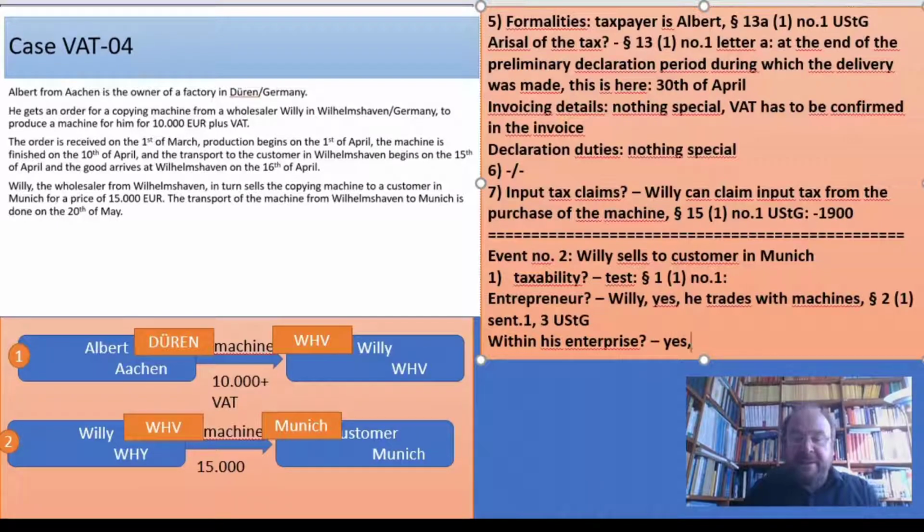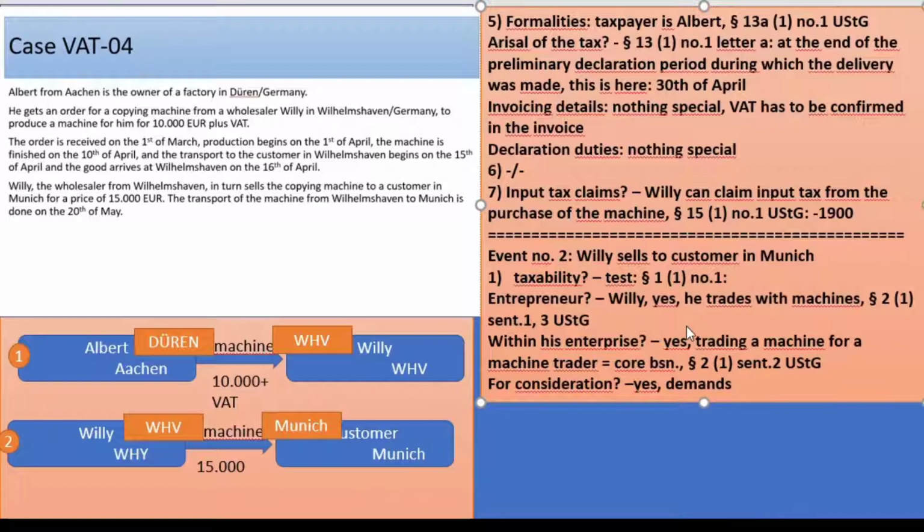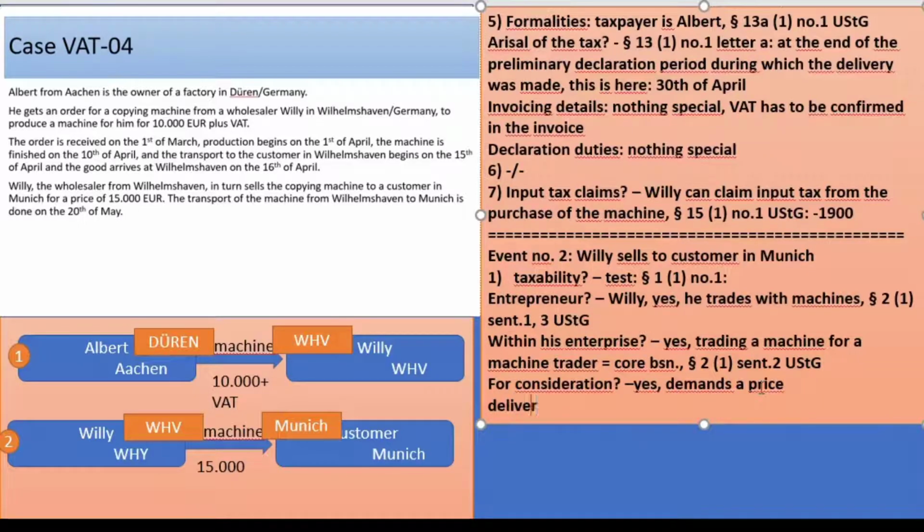So that's already a sufficient solution within his enterprise, and the answer is yes. Trading a machine for a machine trader, that's even his core business, so it belongs to his business. It would be sufficient if it were an occasional side effect of his business activities, but if it's even the core activity, then it's a very clear case for consideration, and the answer is yes, he demands a price. Now the question is again, is it the delivery of a good? And the answer is yes. Paragraph 3, 1 UStG.